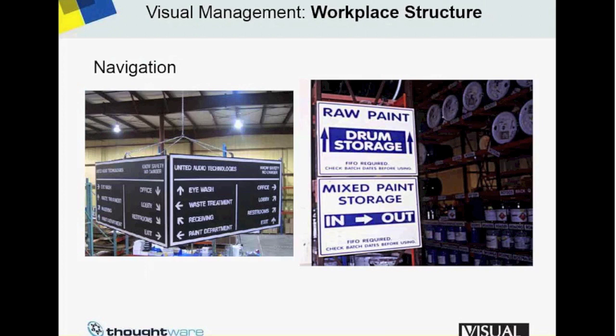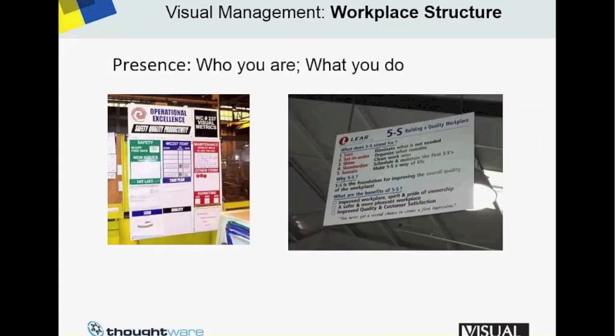Think of the classical and universal 8-sided stop sign with white letters and red backgrounds. Think of the orange coffee pot in your coffee room designated for decaffeinated coffee. Think of the skull and crossbones warning of danger. The second segment of workplace structure is presence. These visual management aids announce who we are, what we're doing in this area, when and where we get our material and our information, and where we send it on to.